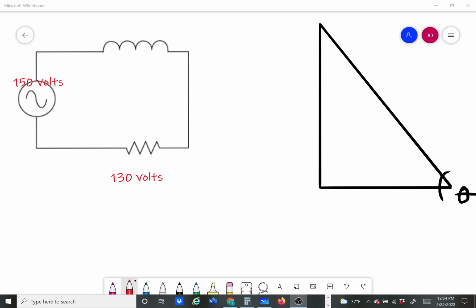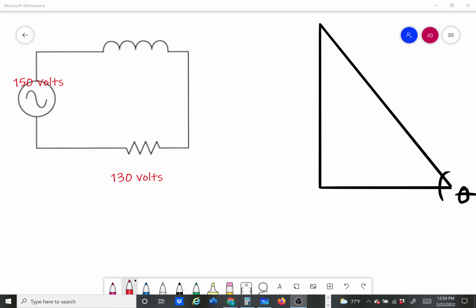You can see that you have the resistive voltage and the reactive voltage, which obviously is going to be based on your inductive reactance or capacitive reactance. And then I'm going to have my total or source voltage, E total, which is going to be my hypotenuse.